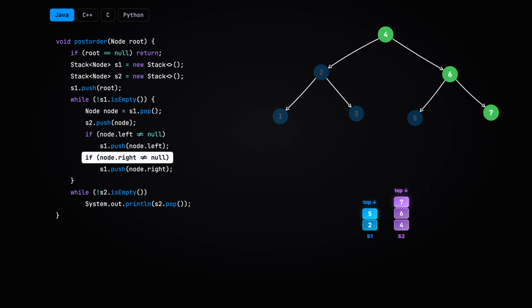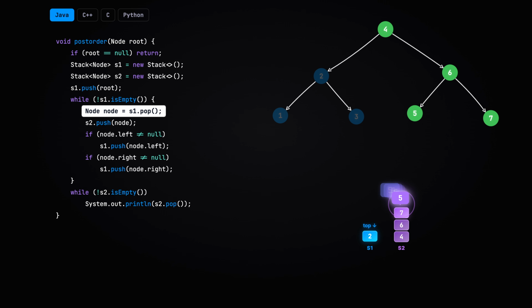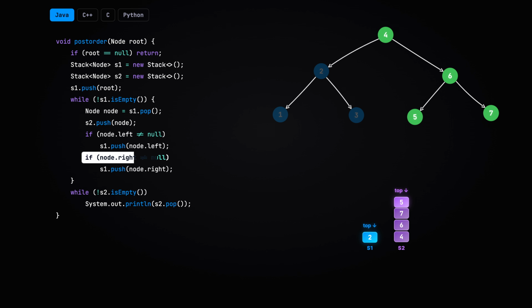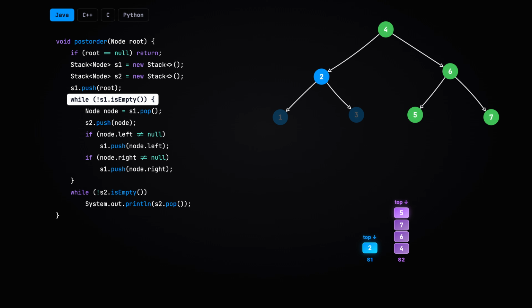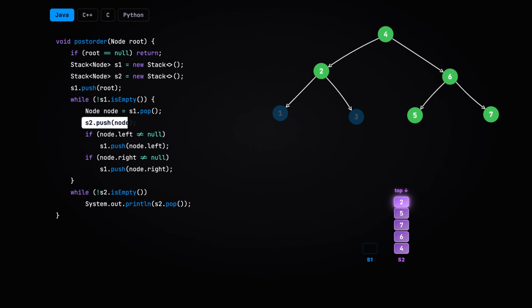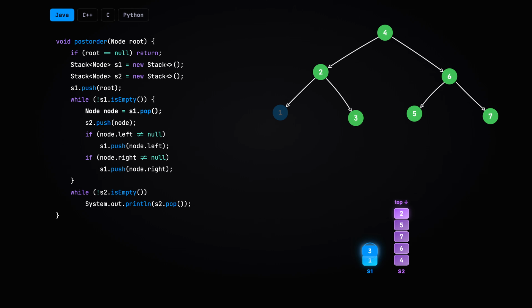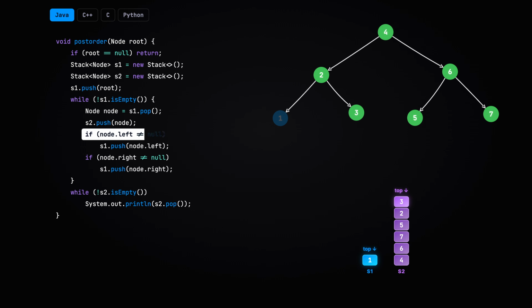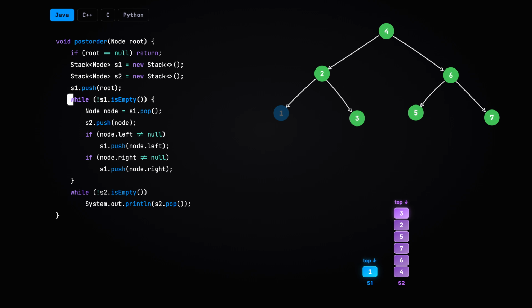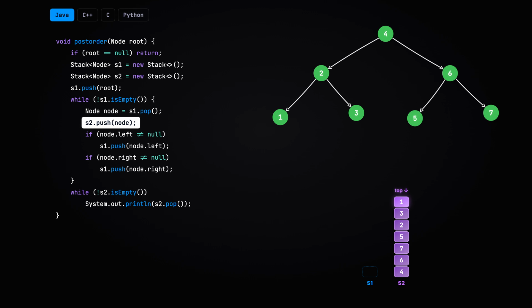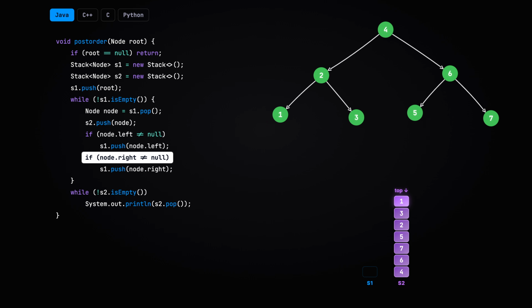onto stack 1. Pop 5. Another leaf, straight to stack 2. Back to 2. Pop it onto stack 2 and push its children 1 and 3. Pop 3. A leaf, so it goes to stack 2. Pop 1. Now stack 1 is empty, so the loop ends.